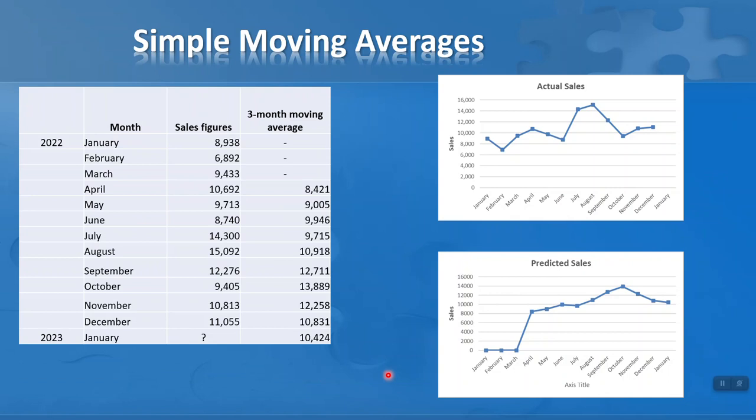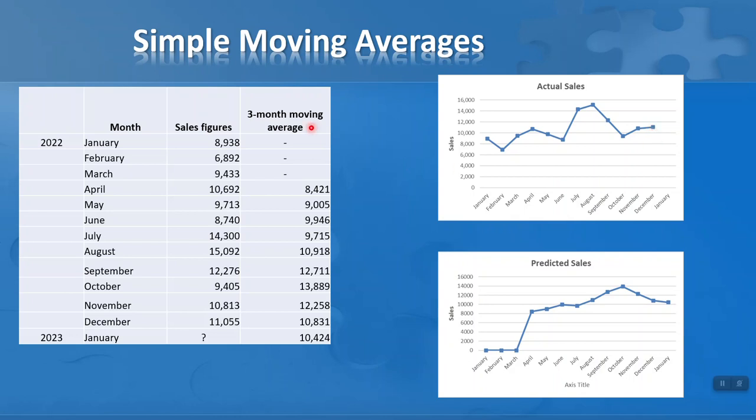Now let's visualize some of this data. So the same data as I had on the previous spreadsheet is listed over here. I've got the actual sales figures and then my moving average figures. So my first chart here is the chart for the actual data. You can see it goes from January all the way to December. There's no figure for January here because I'm only plotting what's in this column on the left-hand side. So the actual sales figures, we can see they're going up and down over a period of time.